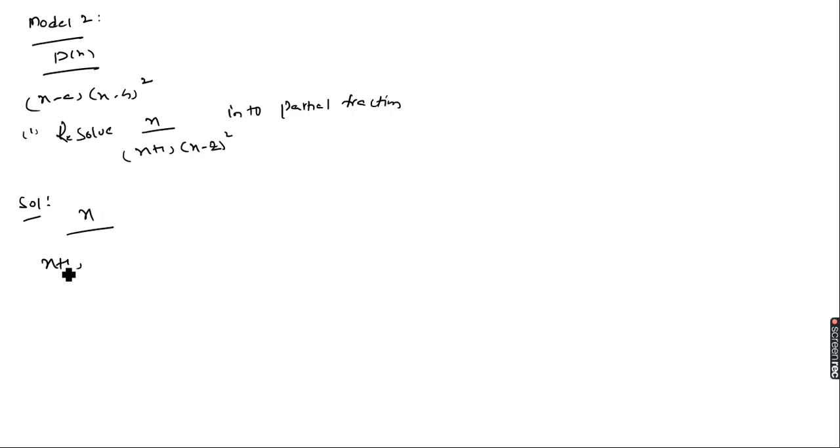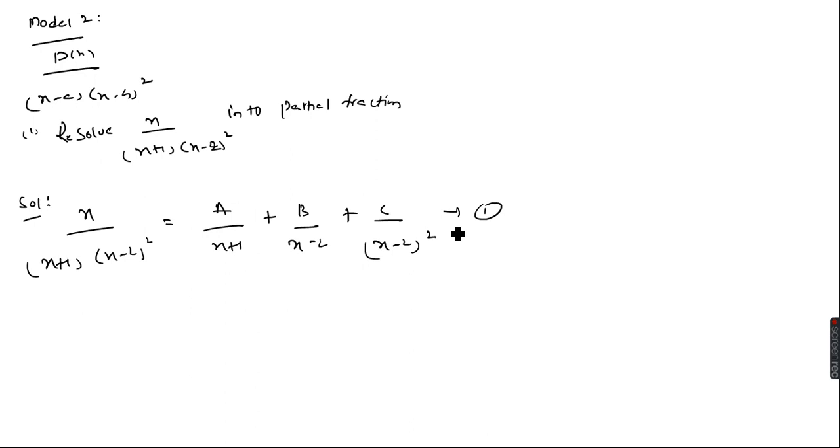So the solution is x by (x plus 1) into (x minus 2) whole square, equal to a by (x plus 1) plus b by (x minus 2) plus c by (x minus 2) whole square. Here totally three factors are there, this is 2 and this is 1, 3. So we take three arbitrary constants, taken as 1, and we do the cross multiplication, that is we do the LCM and simplify.